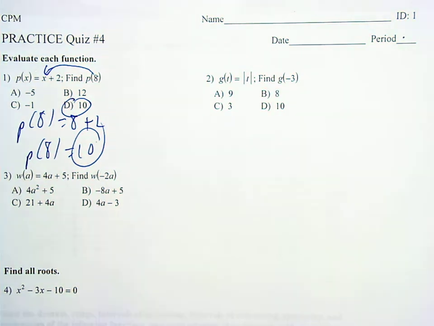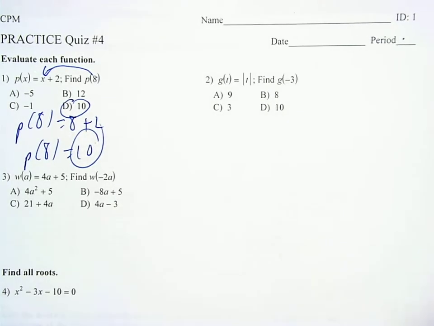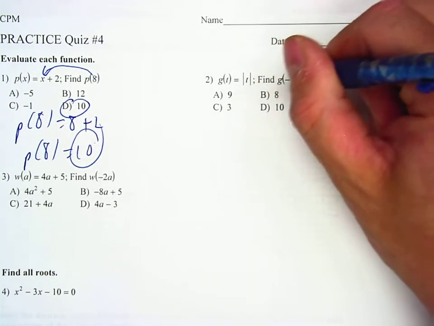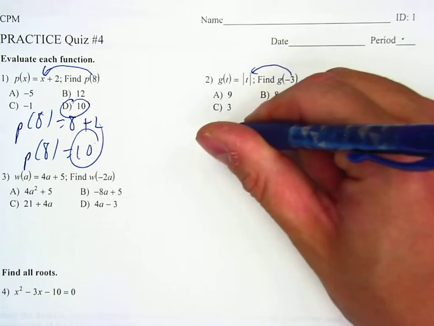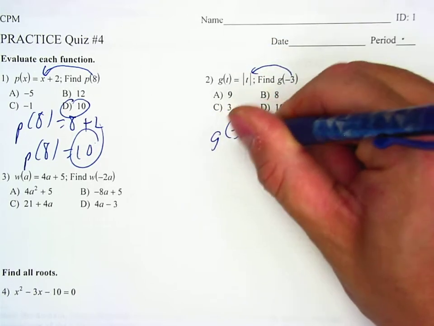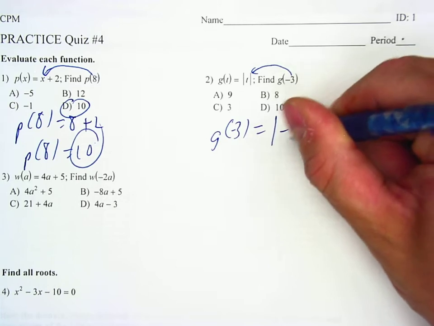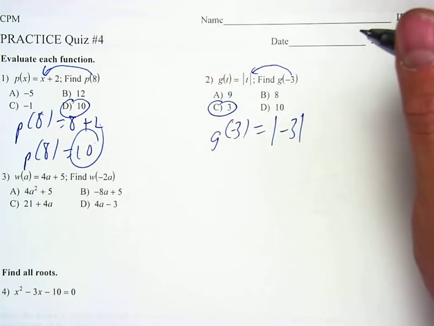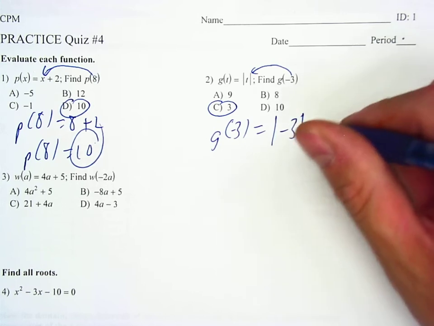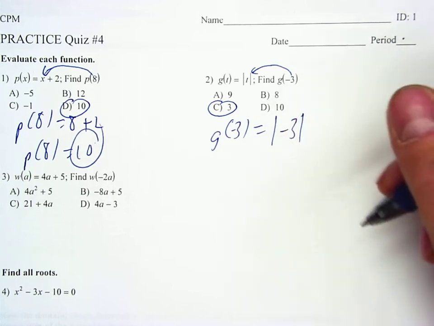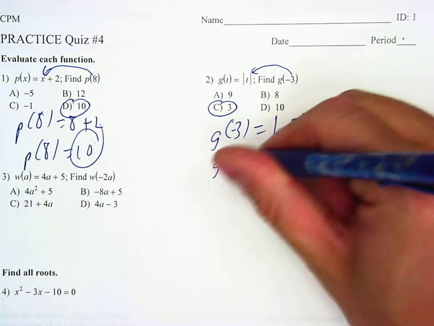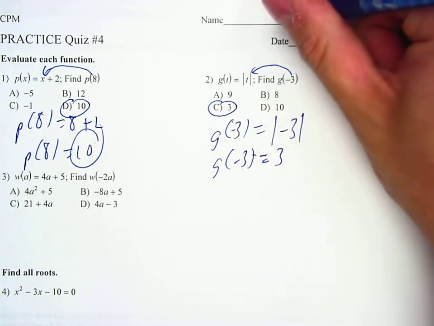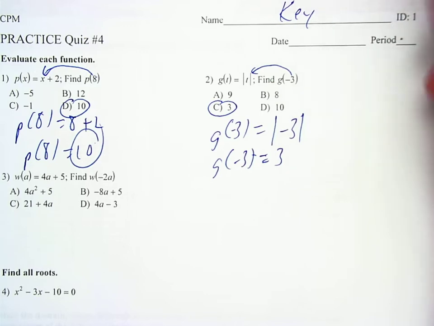Question 2. It says find the function's value at negative 3. G of negative 3. So we're going to substitute negative 3 in for t here. Remember, absolute value makes a negative positive. It's the distance the number is from 0. So g of negative 3 is the absolute value of negative 3, which is positive 3. The proper way to write it would be like this. But again, it's multiple choice, so you're just picking the right answer.